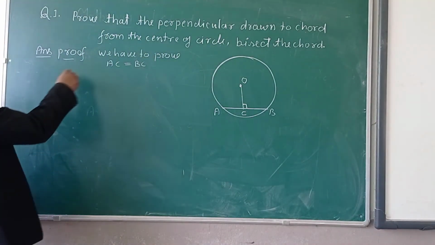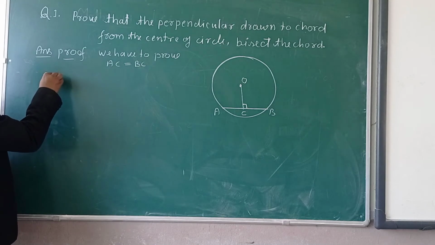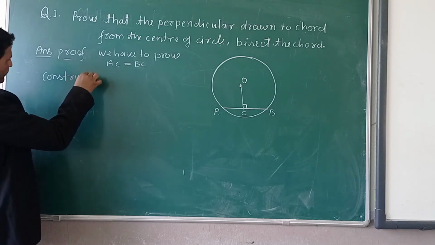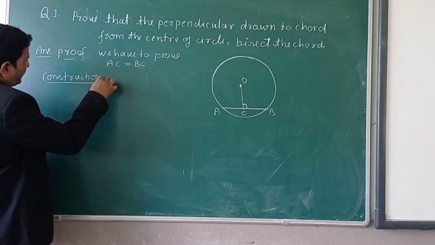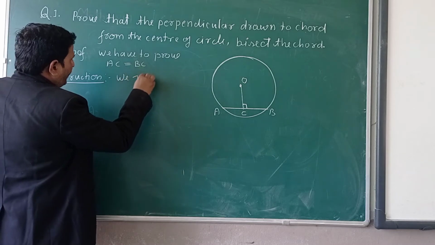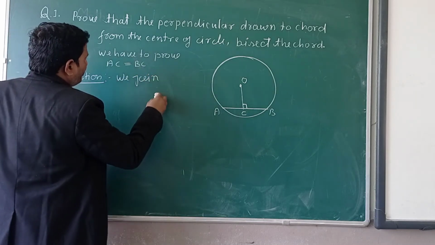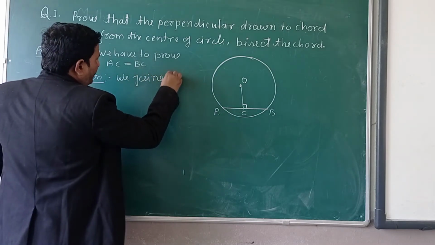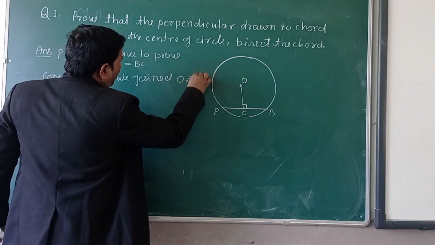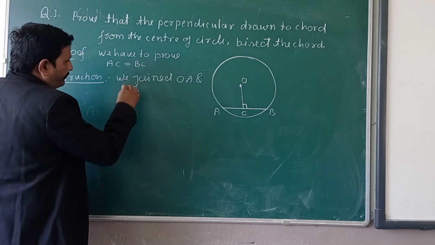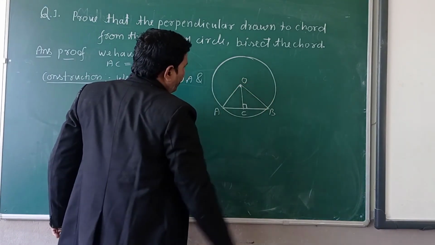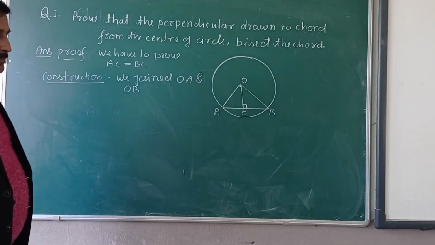See that. A little bit of construction. What construction are we doing? We join OA and OB. You have drawn OA and OB.